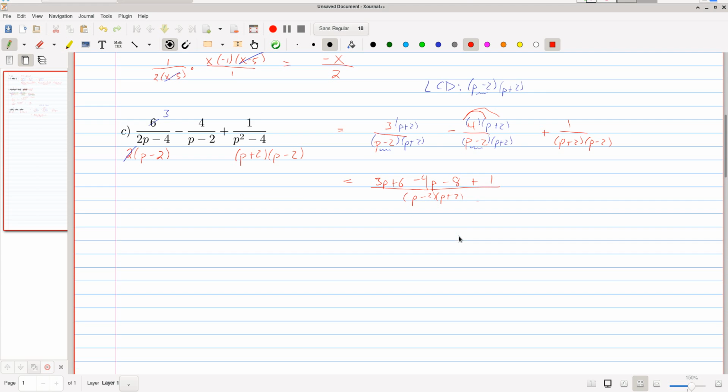Let's combine like terms in the numerator. So we've got 3p minus 4p will give us negative 1p. Then we'll combine the numbers. So we've got positive 6 plus 1 is positive 7. Positive 7 minus 8 will give us minus 1. And this is still being divided by p minus 2 times p plus 2. Now we could leave the answer in this form. Alternatively, you might want to factor a negative 1 as a common factor out of the numerator to leave this as negative 1 (p plus 1) over (p minus 2)(p plus 2).